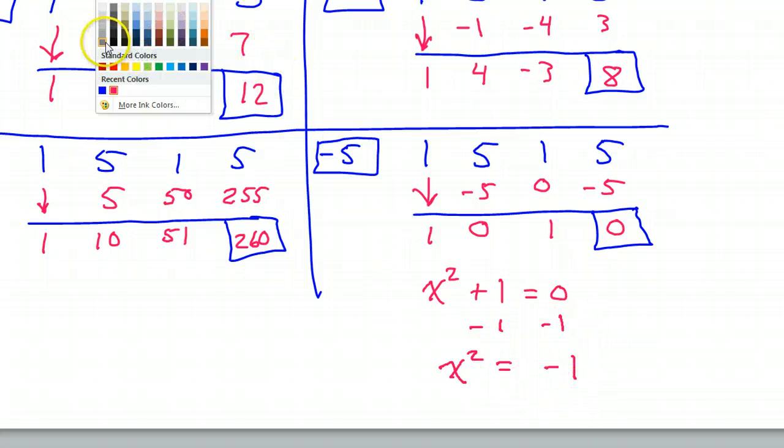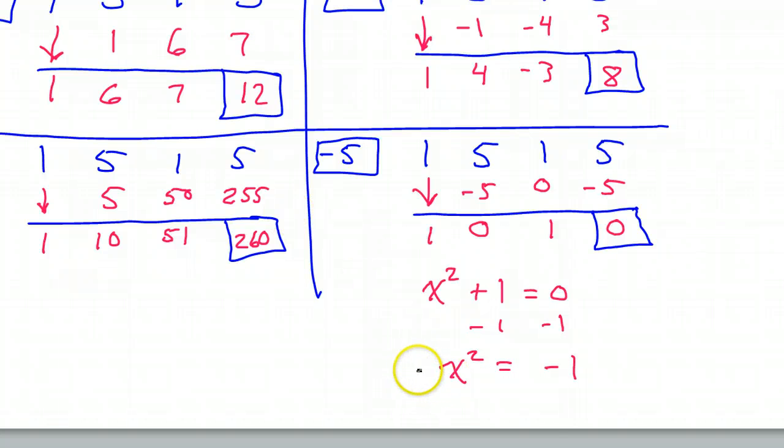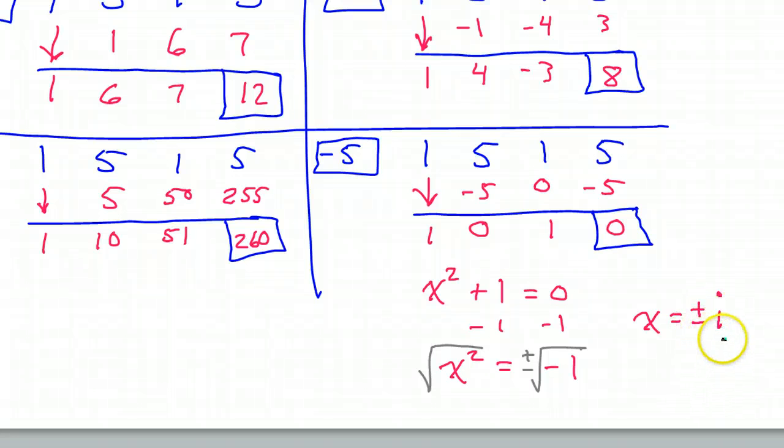So this is one of those where you have to take the square root of both sides. So we will take the square root. Don't forget your plus or minus. So that is going to give us x equals plus or minus. Oh, you know what? I was done back here. Plus or minus i. We already knew the plus or minus i.